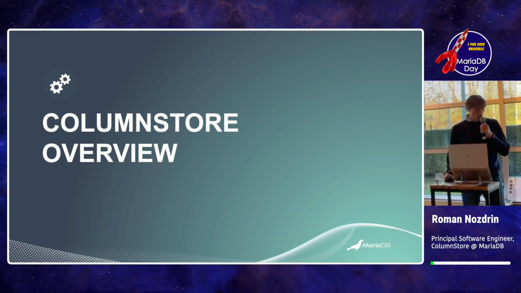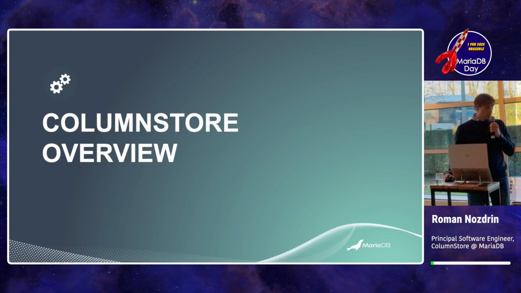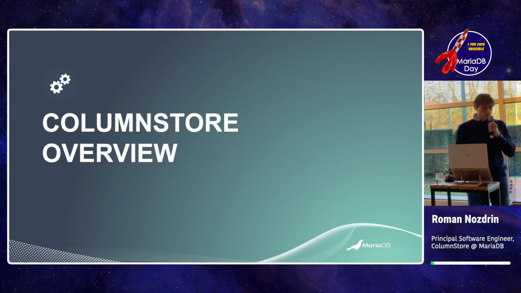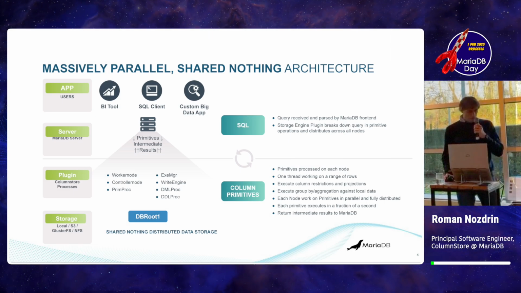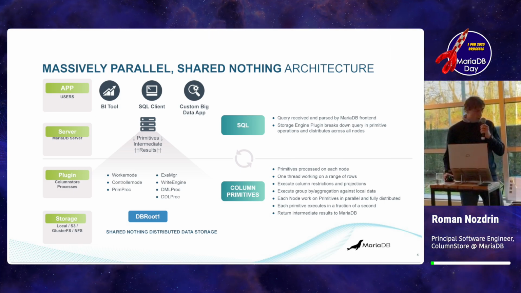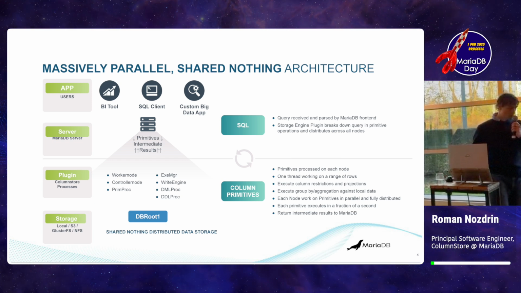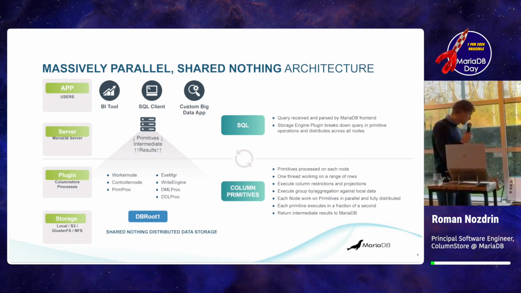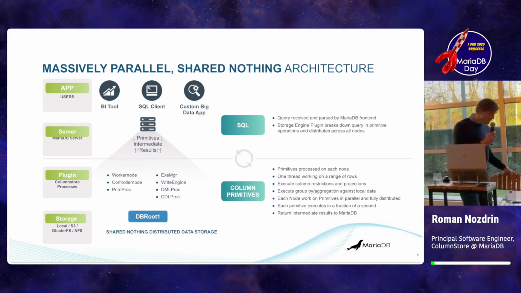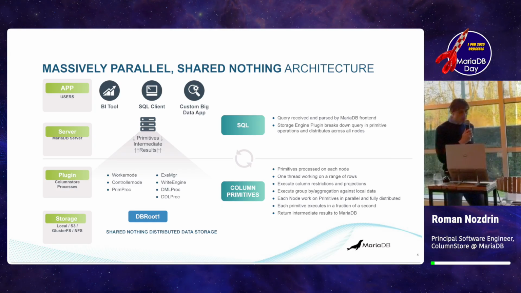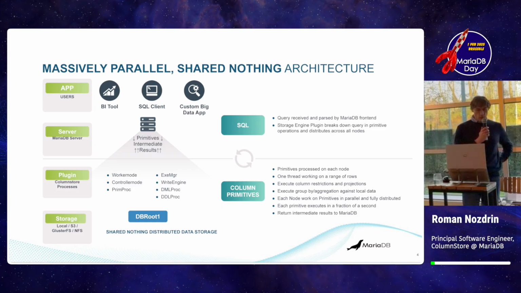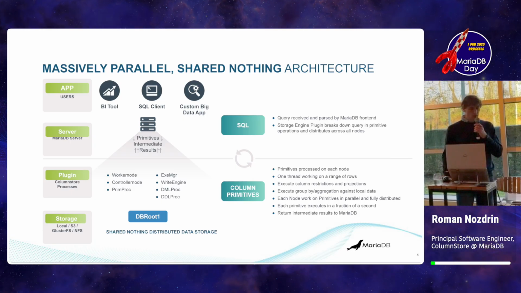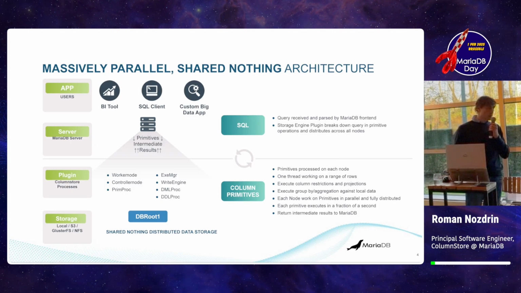So let's begin with an overview for those who don't know what columnar analytical engines are. Just a very short overview. In a nutshell, Columnstore is an application built on top of multiple layers. The first layer consists of a MariaDB server that provides us with the MariaDB client protocol backends to support all the features and to produce interfaces that are easy to use.